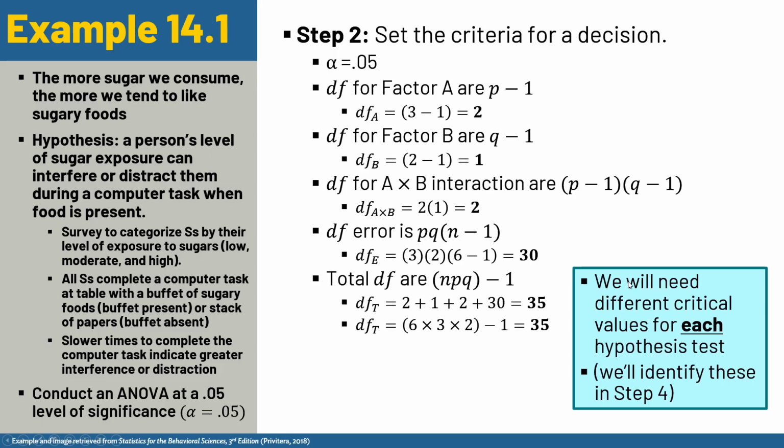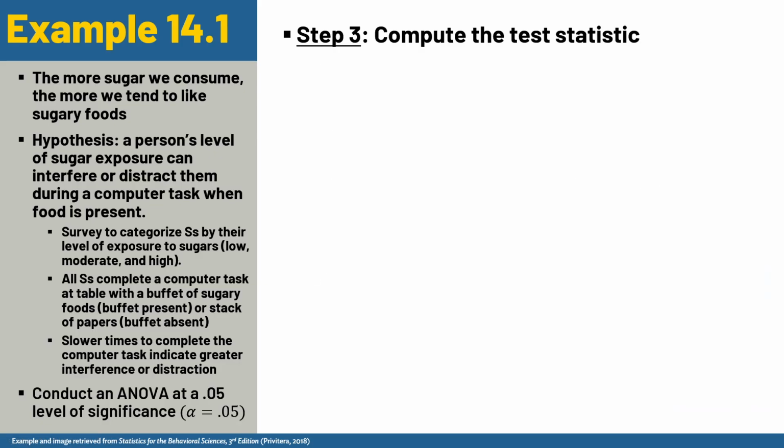An important note here is that for each hypothesis test, for the 2 main effects and for the interaction, we will need different critical values of F using all of these different degrees of freedom. So I just wanted to mention that now, and then in step 4, we'll come back to that.